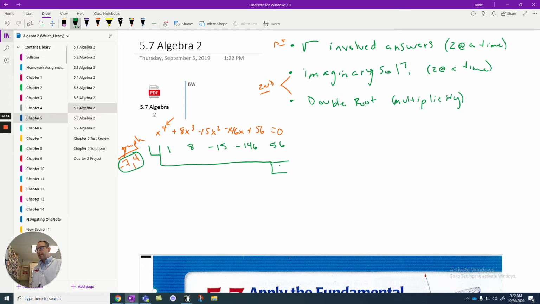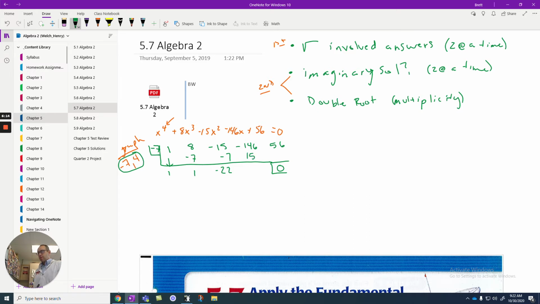Now I really need this number here to be 0. So if it doesn't work right, maybe I misread something, or maybe I made a mistake with my algebra. So I'm going to use a negative 7 there as my first balancer. The first number always goes straight down. Negative 7 times 1 is negative 7. 8 and negative 7 makes 1. Negative 7 times 1 is negative 7. Negative 15, negative 7 is negative 22. Negative 7 times negative 22, holy, that's 140, 154.